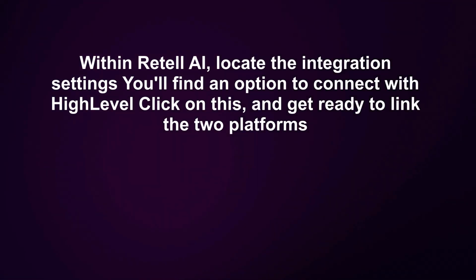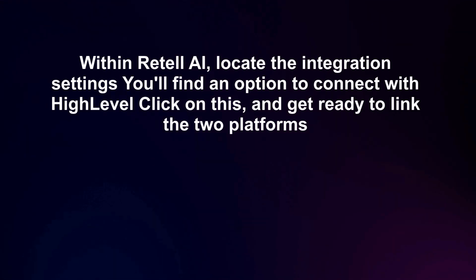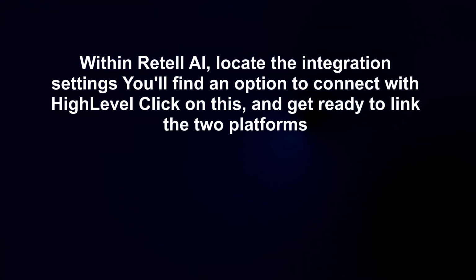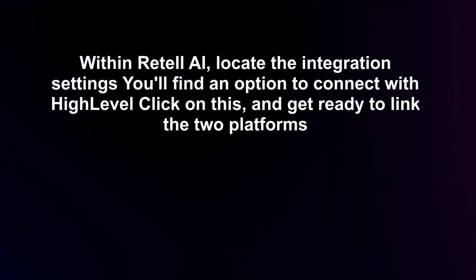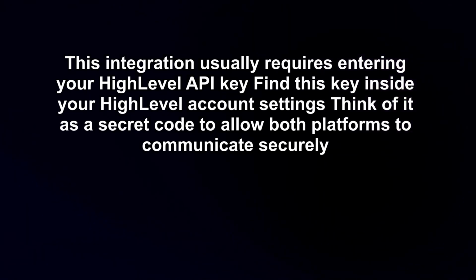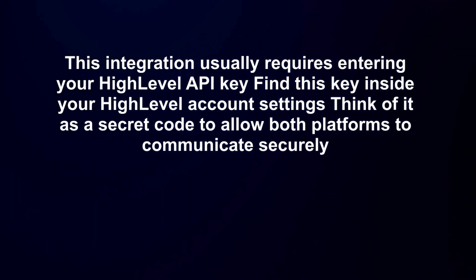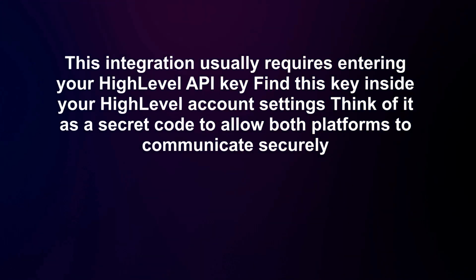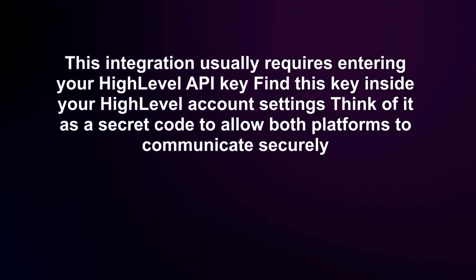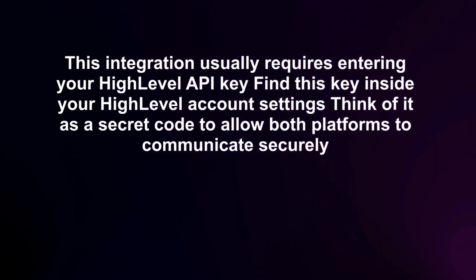Within Retell AI, locate the integration settings. You'll find an option to connect with HighLevel. Click on this and get ready to link the two platforms. This integration usually requires entering your HighLevel API key. Find this key inside your HighLevel account settings. Think of it as a secret code to allow both platforms to communicate securely.